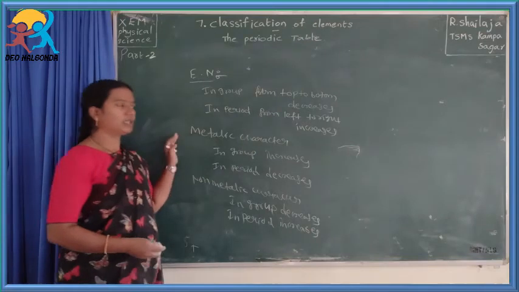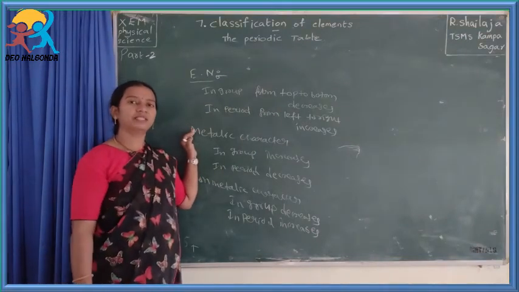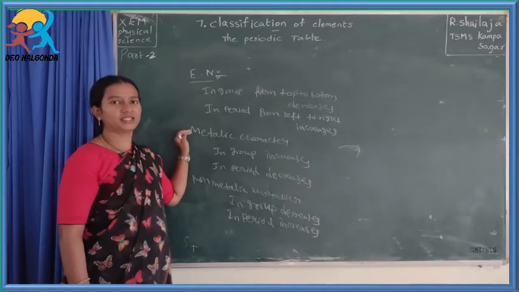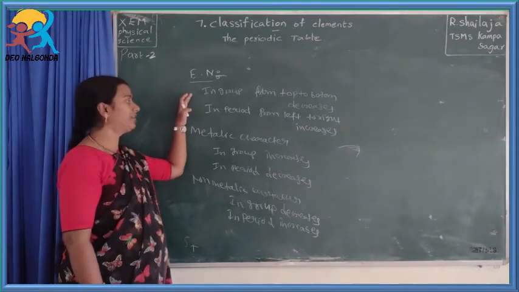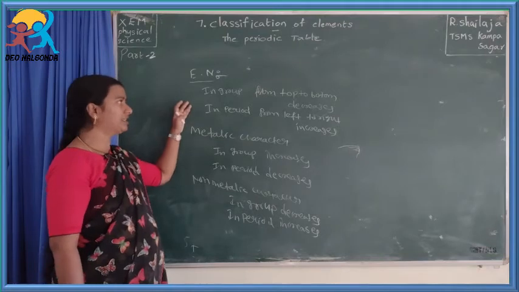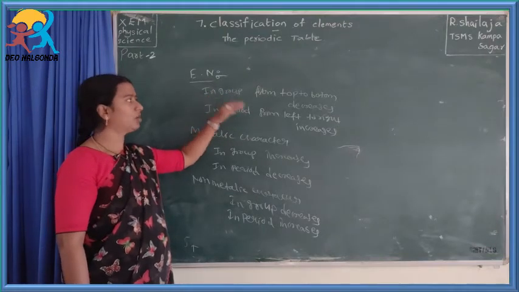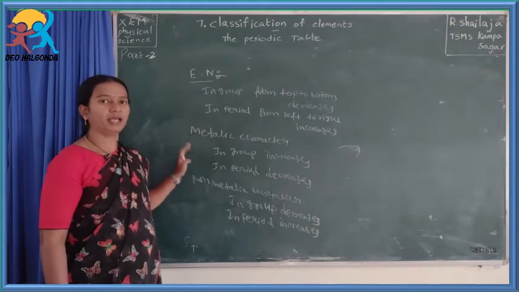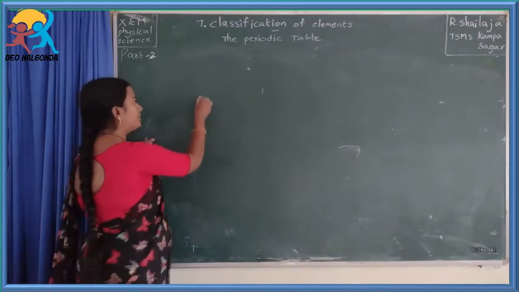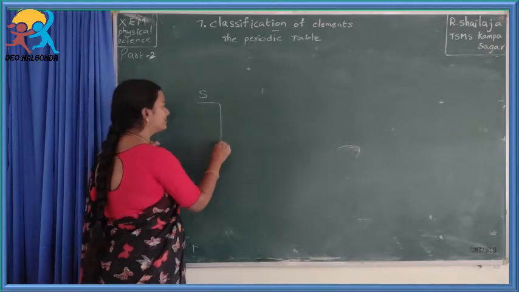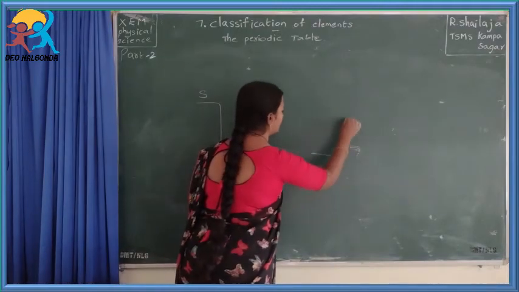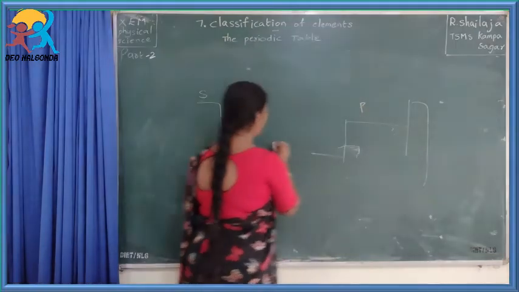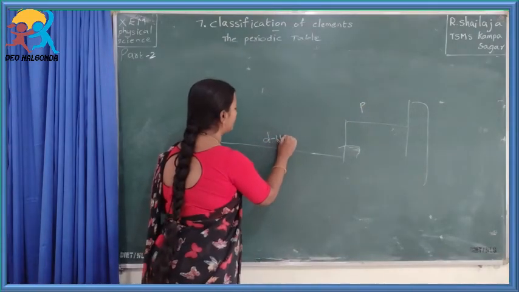So these are the properties that vary with the period and group: atomic radius, ionization energy, electron affinity, electronegativity, metallic character and non-metallic character. Electropositivity is the opposite of electronegativity, and metallic character is the opposite of non-metallic character. Suppose you see the S block, P block, and the middle D block elements there.